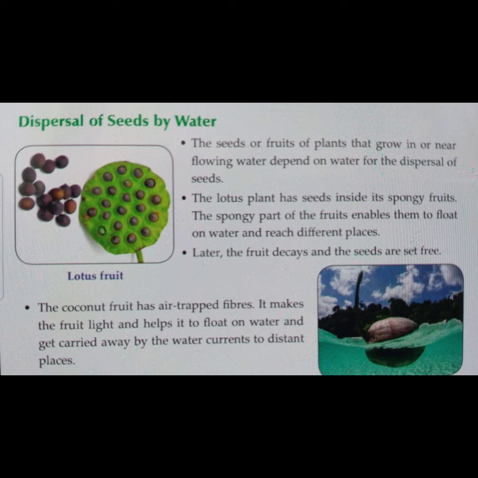Okay, so the next example is what? Yes, the plants which grow in the coastal regions. Which is the plant? Can you guess it? Which plant grows mostly in the coastal regions? Yes, it's the coconut tree. The coconut fruit also has air-trapped fiber inside it.